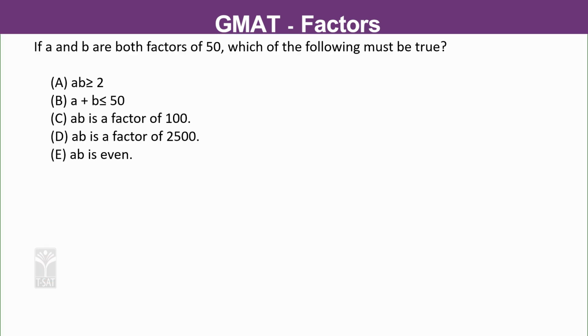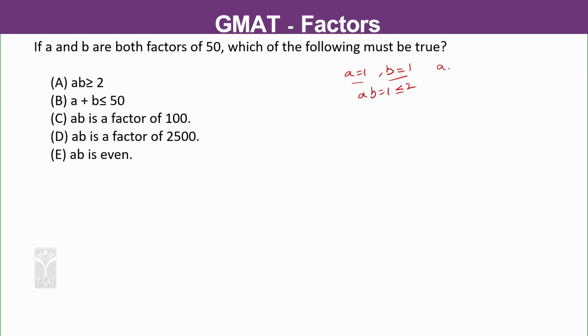If a and b are both factors of 50, which of the following must be true? AB is greater than or equal to 2. Here we can do this by checking the choices. If you take A equal to 1 and B equal to 1, they have not said that A and B are different or that they cannot be alike. So 1 is a factor of 50 and 1 is also a factor of 50. So when A and B are equal to 1, the product AB will be equal to 1, which is less than 2.